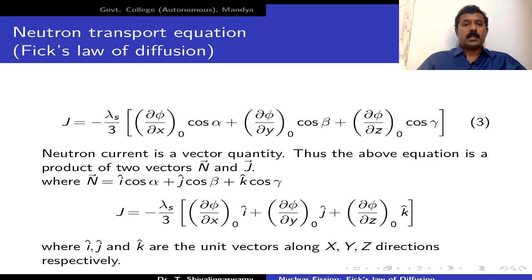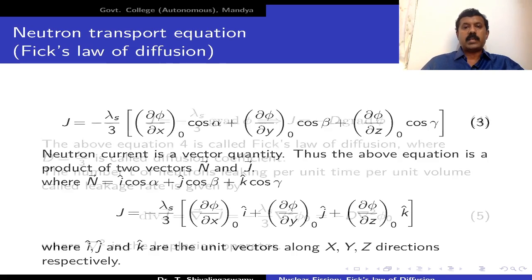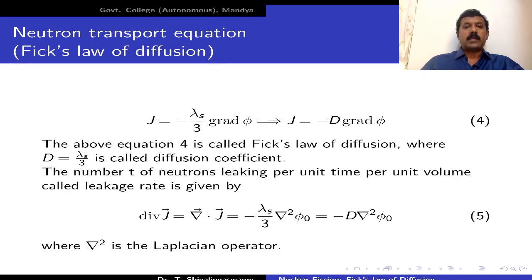Now you can notice that J is equal to minus lambda s by 3 times dou by dou x into i cap plus dou by dou y into j cap plus dou by dou z into k cap, which is a differential operator. It is called the del operator. We represent it as del. Del is equal to i into dou by dou x plus j into dou by dou y plus k into dou by dou z. Hence J can be written as minus lambda s by 3 times the gradient of phi.